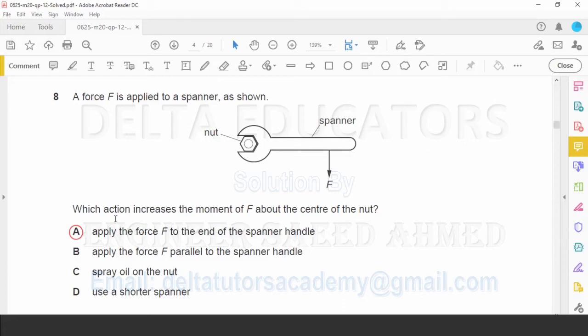Option A, apply the force F to the end of the spanner handle. Now if we have to increase the moment, either we have to increase the force or we have to increase the moment arm. When we move this force to the end of the spanner, we are increasing the moment arm, and by increasing the moment arm, the moment will be increased. So the correct option is option A.